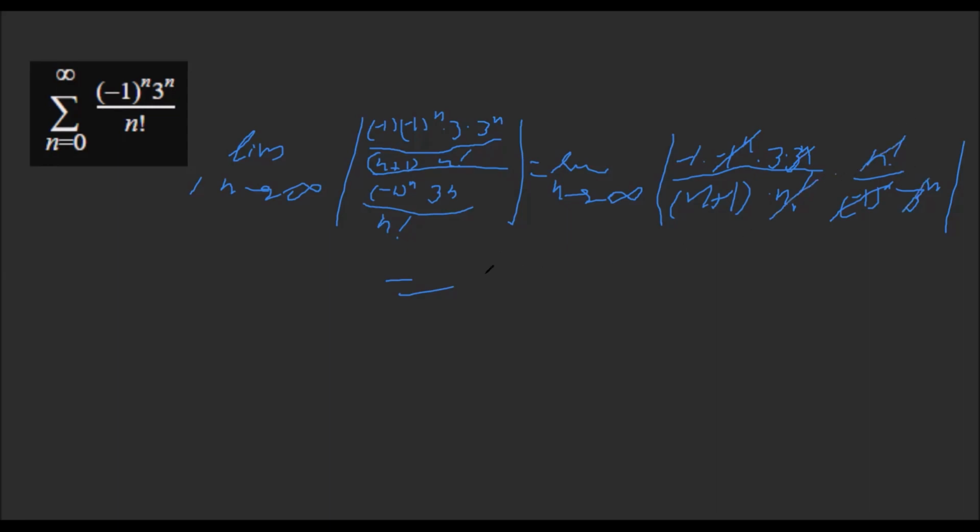So we end up with the limit as n approaches infinity, negative 3 over n plus 1. Now this is equal to 0 because if we replace n with infinity, we end up with absolute value of negative 3 over infinity, which is actually equal to just 3 over infinity. But that doesn't matter because whenever you have infinity in the bottom, it's equal to 0. So this entire limit is equal to 0, which is less than 1, which means that this infinite series converges by the ratio test.